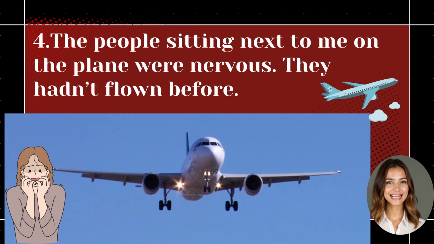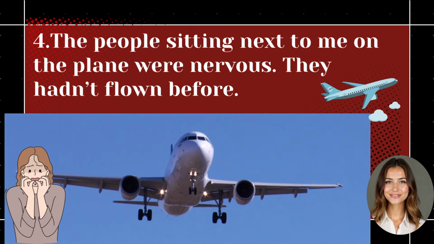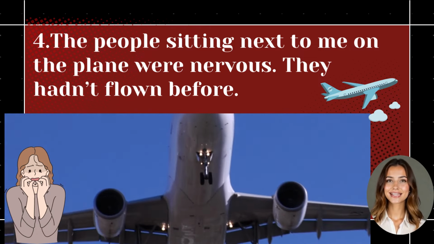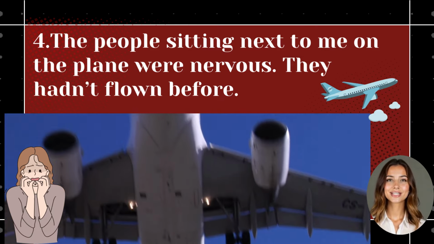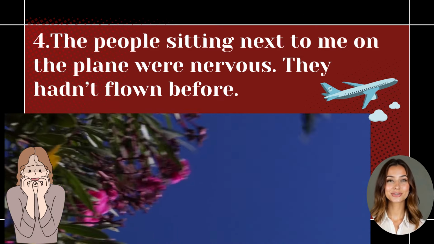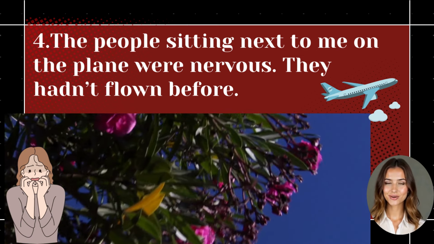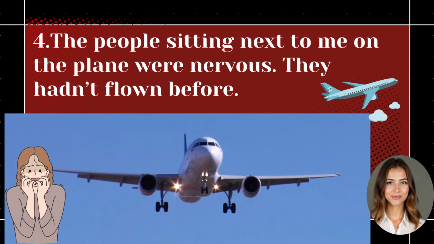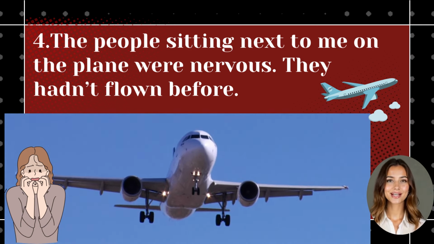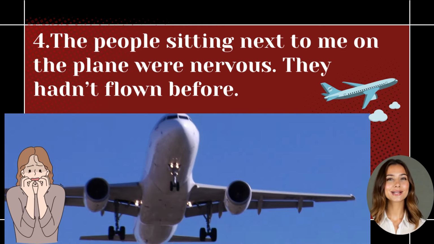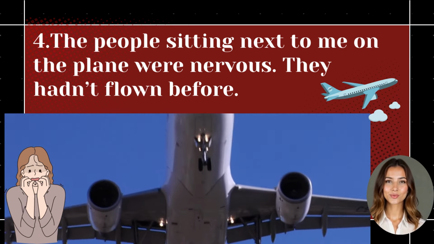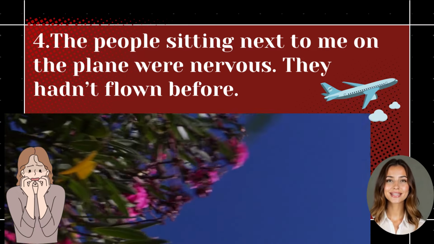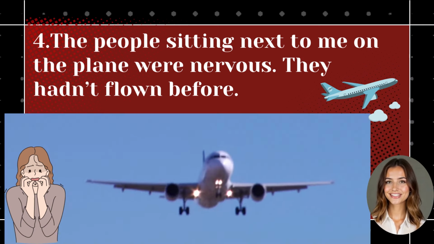Let's dive into the fourth example. The people sitting next to me on the plane were nervous. They hadn't flown before. Let's understand exactly why we use the past perfect here and how you can use it too. Imagine you're on a plane, ready for takeoff. You notice that the people sitting right next to you look very nervous, biting their nails, gripping their seats, wide-eyed. Why are they so nervous? Because they have never flown before this day.